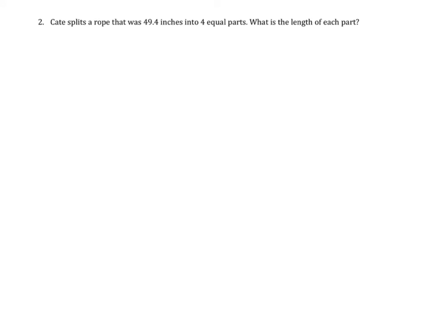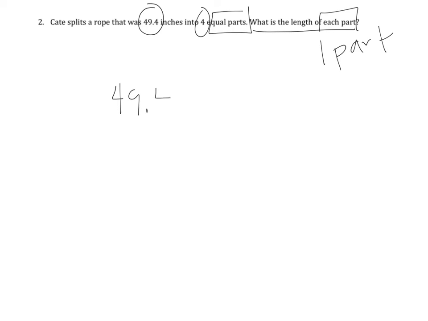Our next question is, what is the length of each part? And we know that each part means 1 part. So Kate splits a rope that was 49 4/10 inches into 4 equal parts. So we know we're taking this total amount and we're cutting it into 4 equal parts, or splitting it, or we could say dividing. So we're taking our total amount, 49 4/10, and we're taking that total and dividing it by 4 so that we can figure out how much just one part will be. So 4 goes into 4.